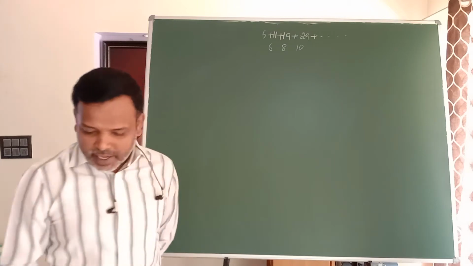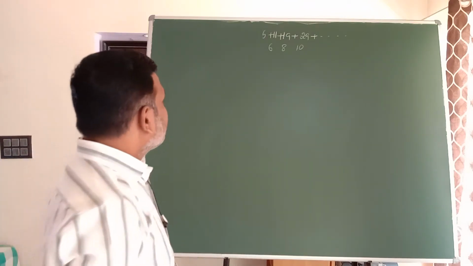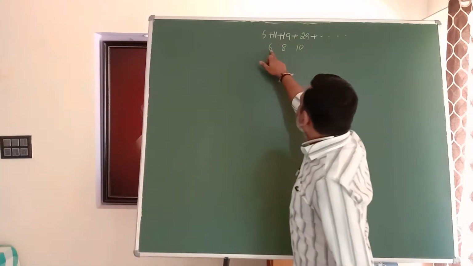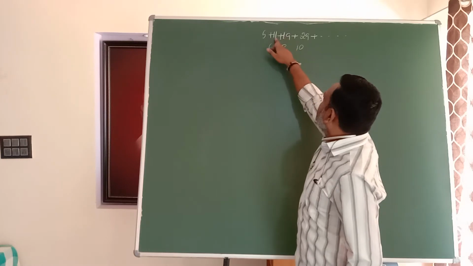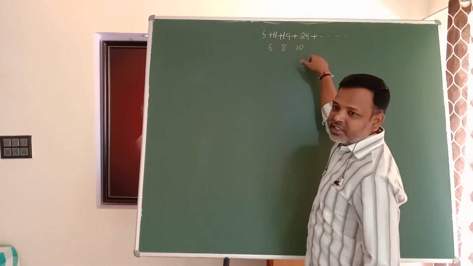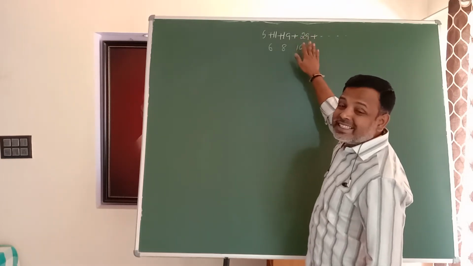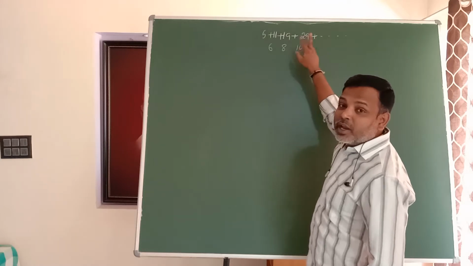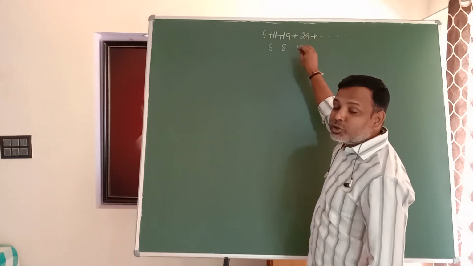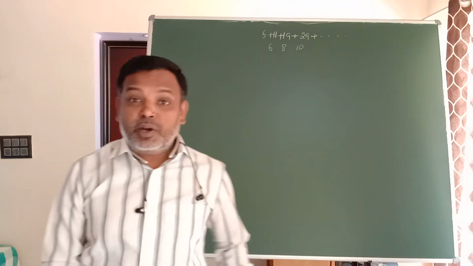Look at 5, 11, 19, 29, and so on. What is the difference between 11 and 5? 6. Between 19 and 11? 8. Between 29 and 19? 10. There is no common difference. Therefore, this does not belong to an arithmetic progression, since there is no common difference between every pair of succeeding and preceding terms.